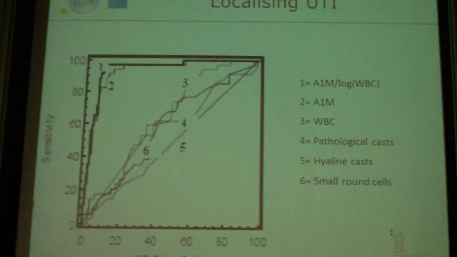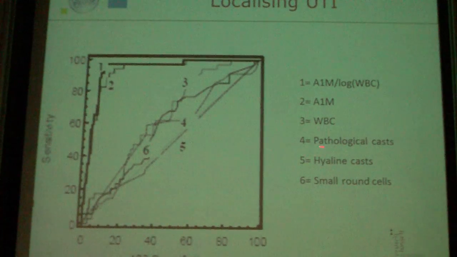And in that instance, we use alpha-1 microglobulin. If it's elevated and present in urine, then you have a tubular damage, and the kidney is in danger, and you hospitalize the patient. If it's not measurable, then you can send them home. That's how we use it in clinical practice. And you can see that it outperforms the classical detection of white blood cells and casts.